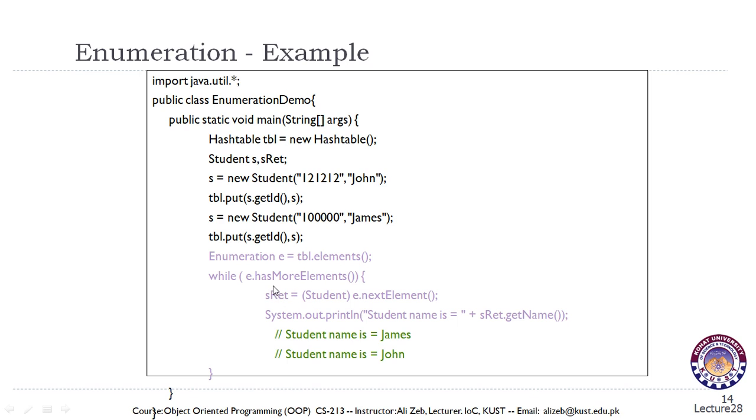So it will check if it has more elements, then it will convert each element to the student object and print those details or the names of the students over here. So this is how we can use enumeration over here as well.